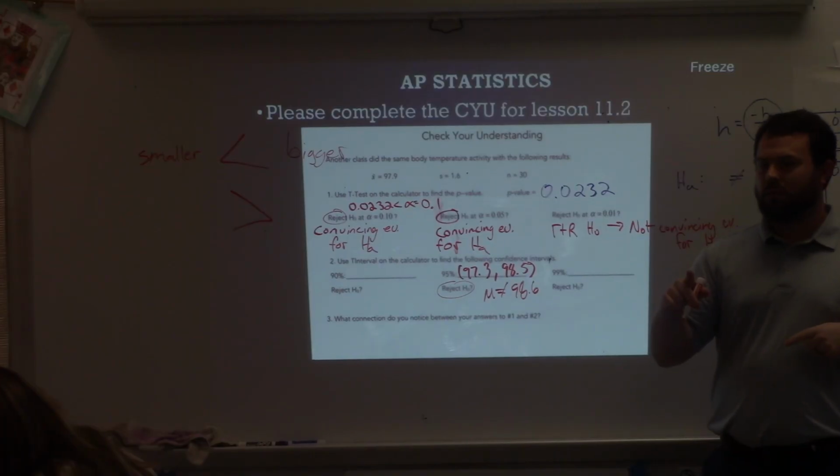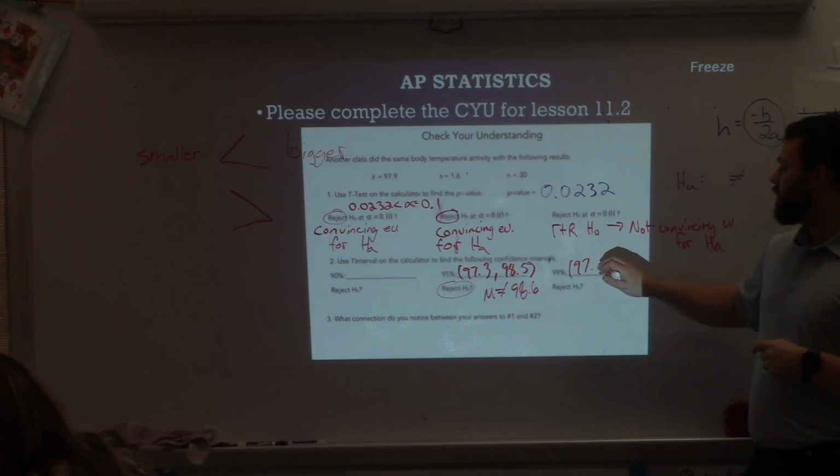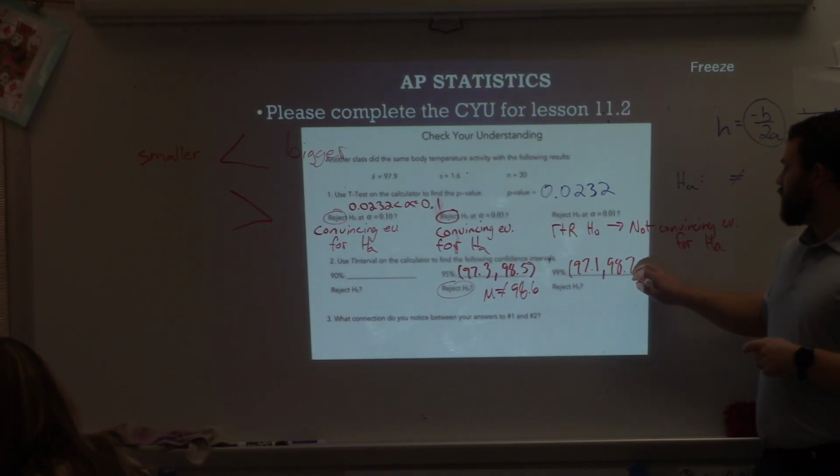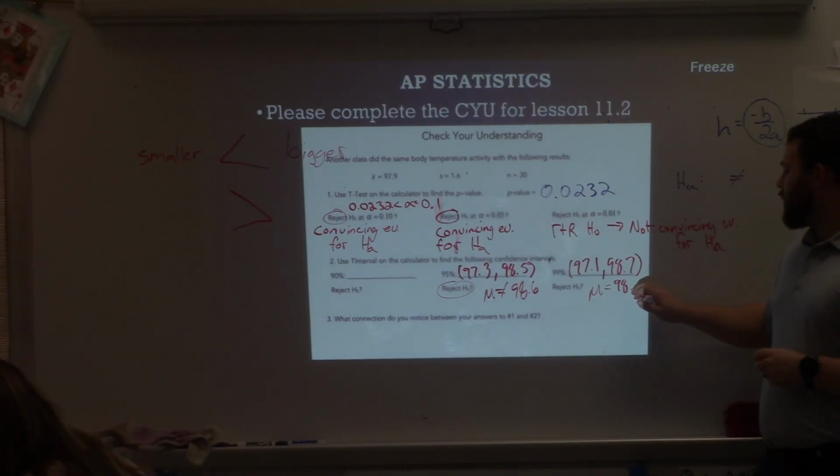Yes. 99 is 97.0948. 97.1 to 98.7. So would we reject our null this time? No, because mu equaling 98.6 is plausible, right? That is a plausible value.